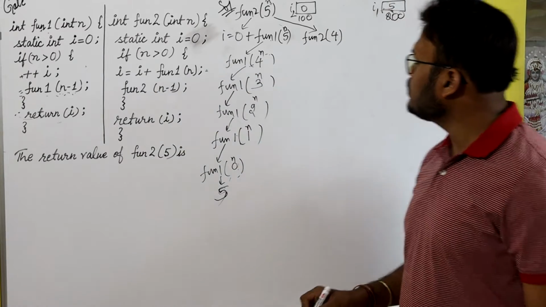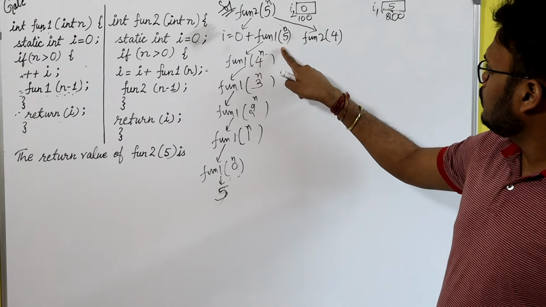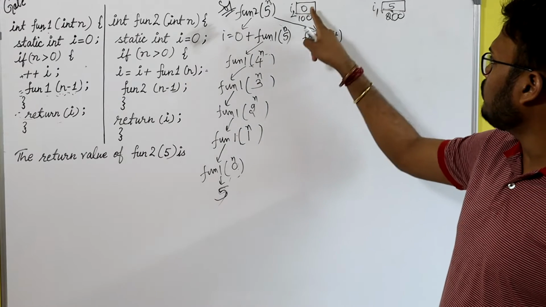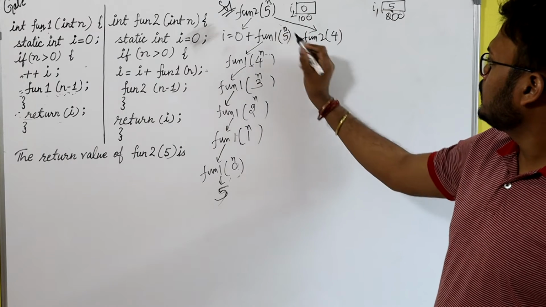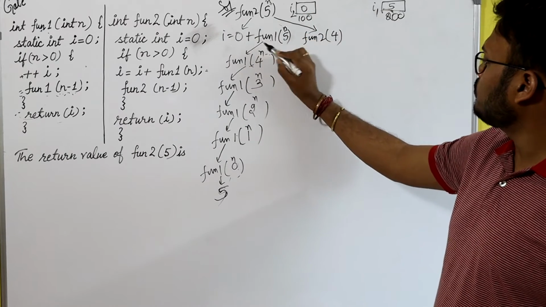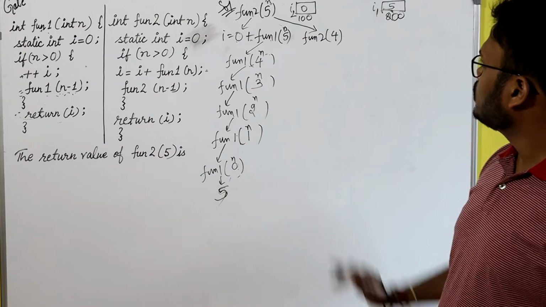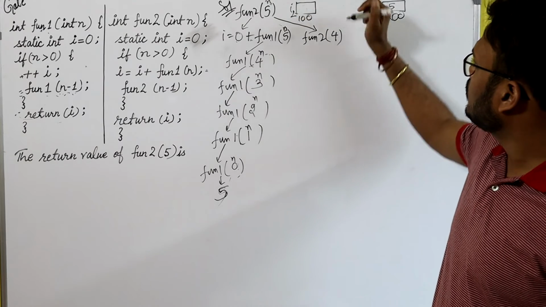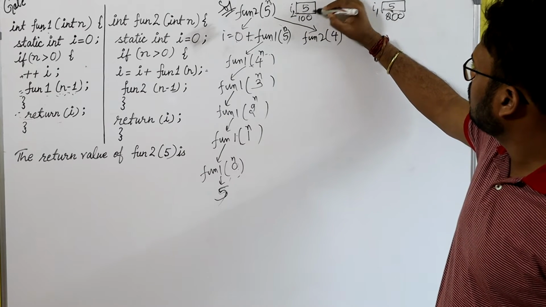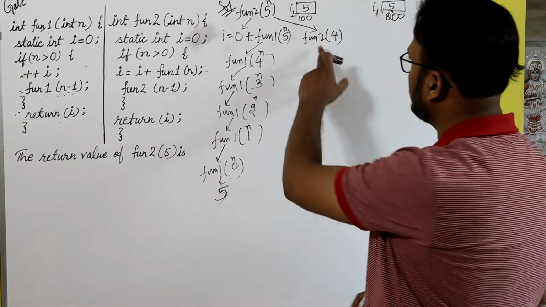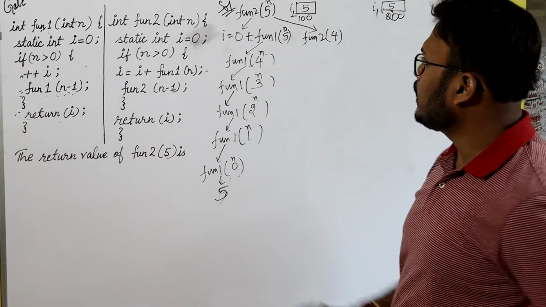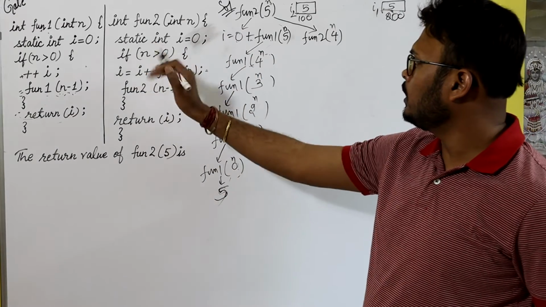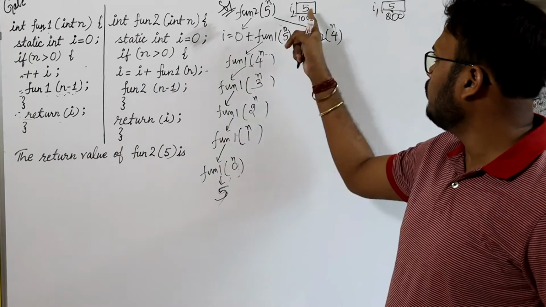So here you see, since the value of fun1 of 5 is 5, the value of I will change. 0 plus, let's write 5 here. 0 plus 5 is 5. So the static variable I2 for fun2 is 5 this time. Now let's come here to fun2 of 4. So the value of n is 4. Since it is static, no need to reinitialize the static variable. It will remain as 5.